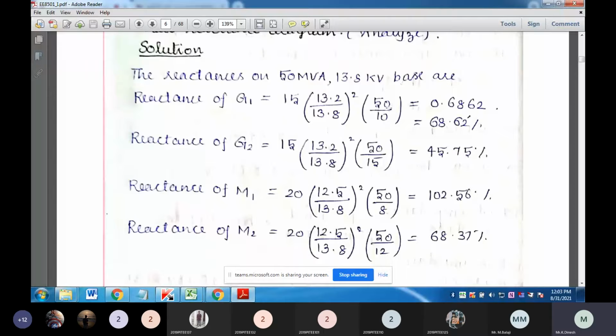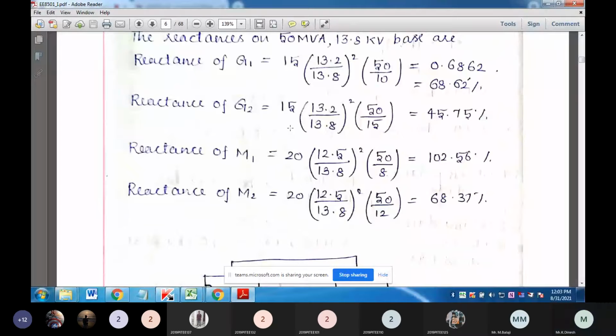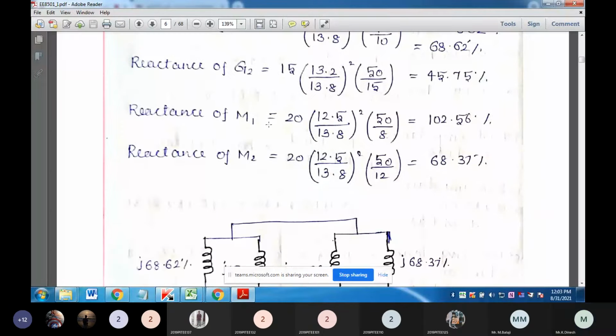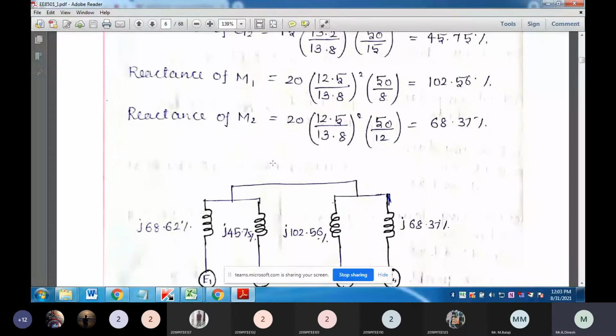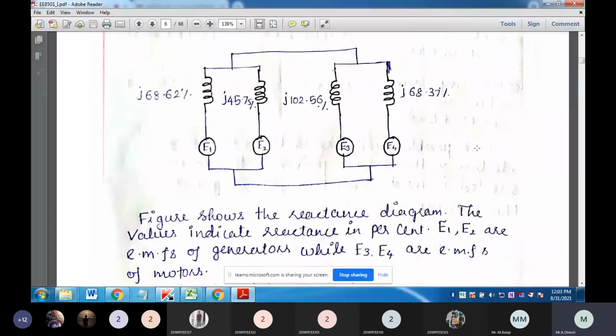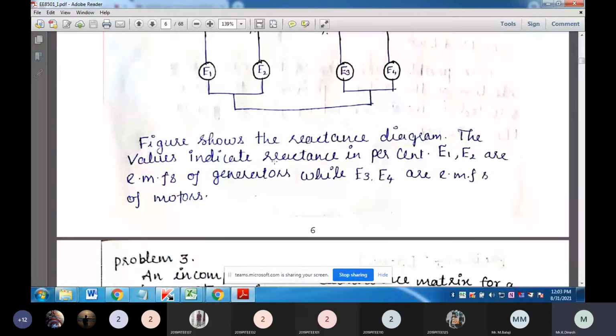0.6862, I am getting 68.62. For the case of generator 2, 45.75. For the case of motor, 20% is the previous value, and the KVB value is 12.5 by 13.8. That is KVB old by KVB new the whole square into MVAB new by MVAB old. So here it is 68.37. So this is the reactance diagram for the given problem. Two generators are in parallel, which is connected to two motors in parallel.